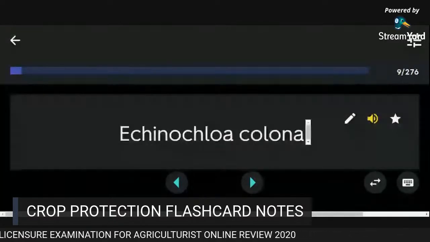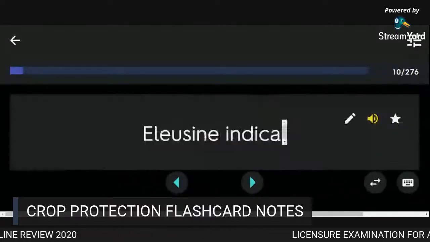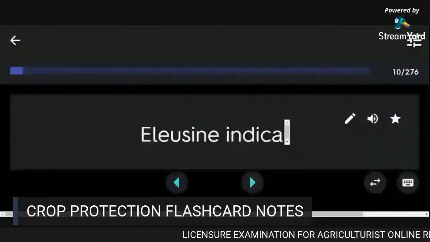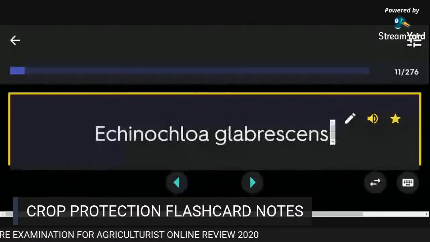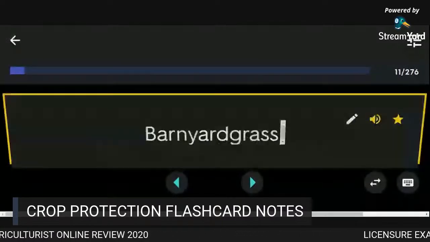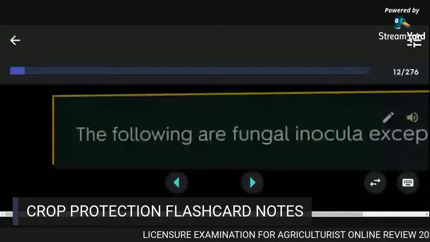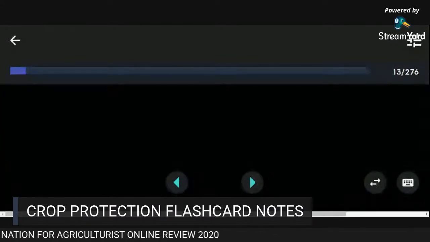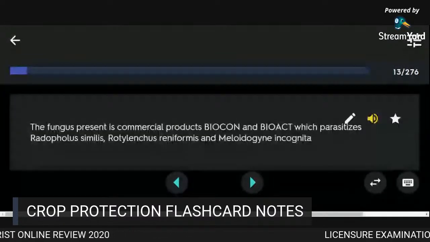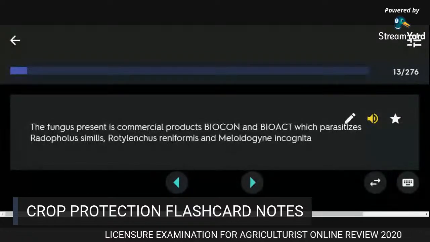Echinochloa colona. Jungle rice. Eleusine indica. Indian goosegrass. Echinochloa glabrescens. Barnyard grass. The following are fungal inocula except: ooze. The fungus present in the commercial products Biocon and Bioact, which parasitizes Radopholus similis, Rotylenchulus reniformis, and Meloidogyne incognita.